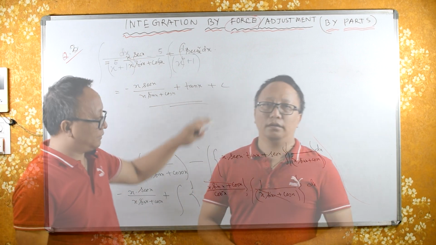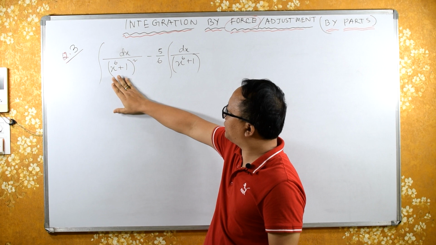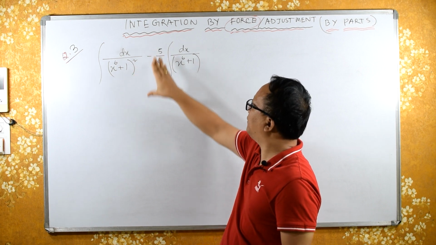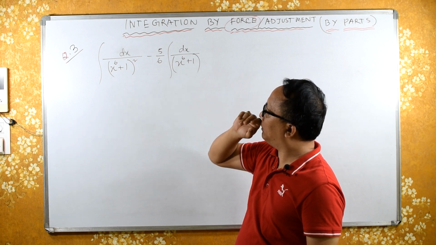Okay, now look at this integral. We have the integral of dx upon x^6 plus 1 the whole square, minus 5 by 6 dx upon x^6 plus 1. Okay, now here we have to think something.